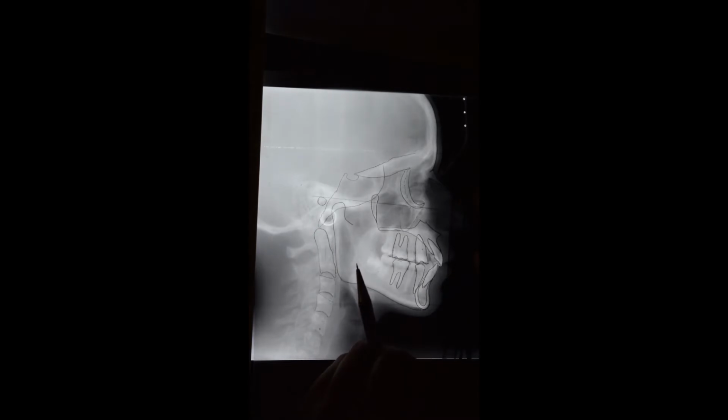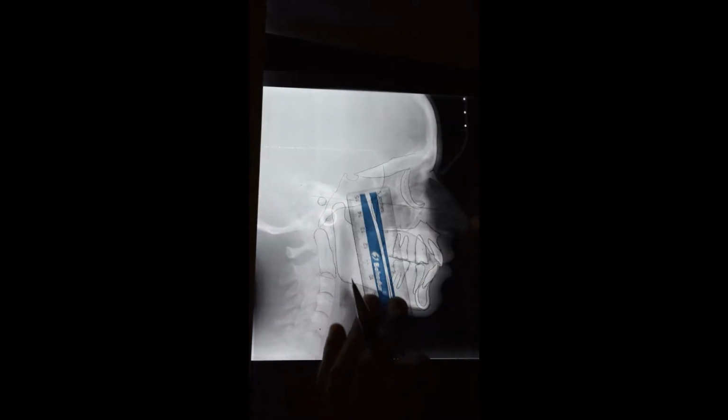All landmarks which are below the Frankfurt horizontal will be either perpendicular or 90 degree to it or parallel to it. Okay. The SN plane, this is the Frankfurt horizontal plane. The SN plane is formed between the point S and the point N. Okay.